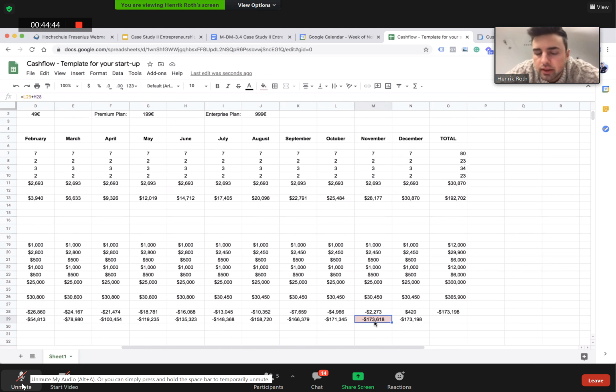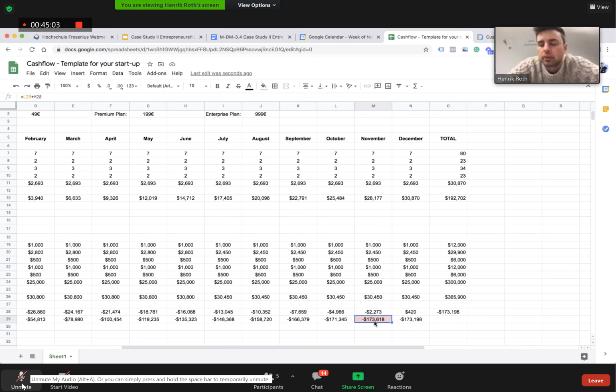Did you understand that? Yeah, I understand, but this plan is not promising. It's frustrating. Yeah, the thing is, it depends on your business model how such a finance plan looks like.